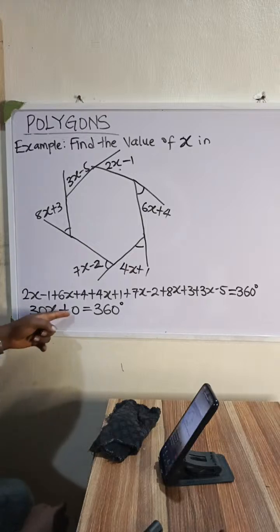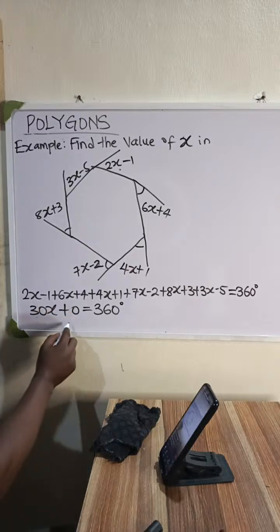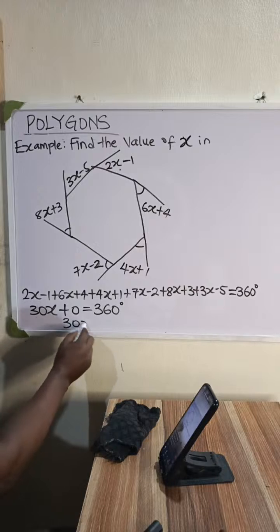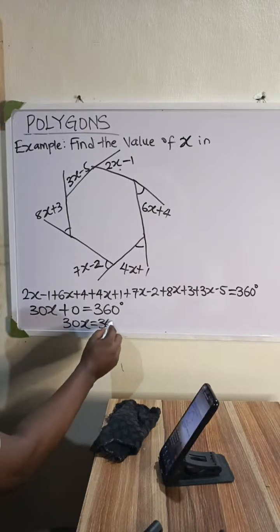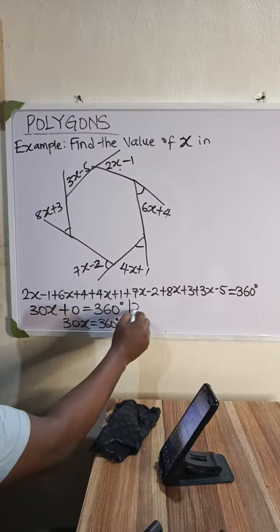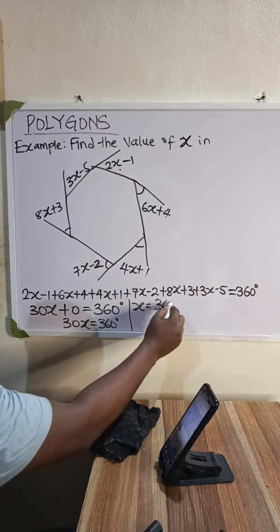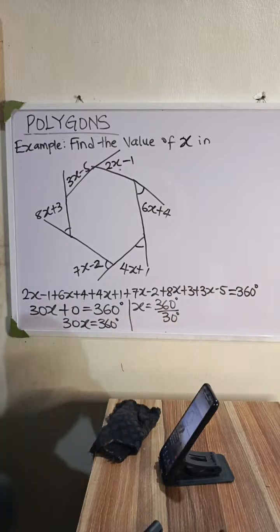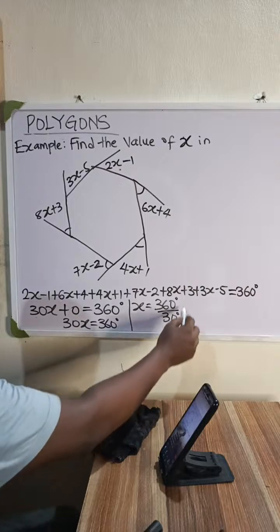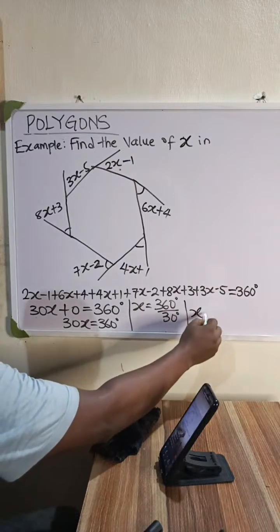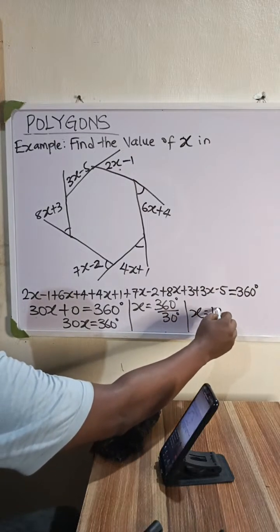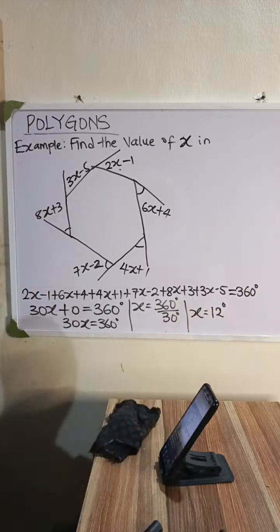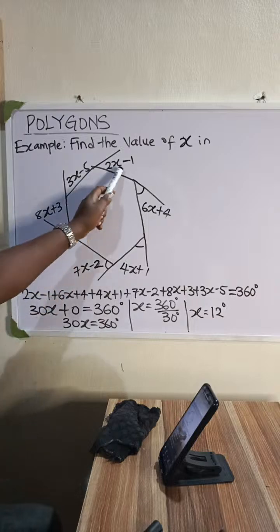So that means this is not important. So 30x is equal to 360 degrees. x is equal to 360 degrees over 30 degrees. Therefore, x is equal to 12 degrees. Okay.